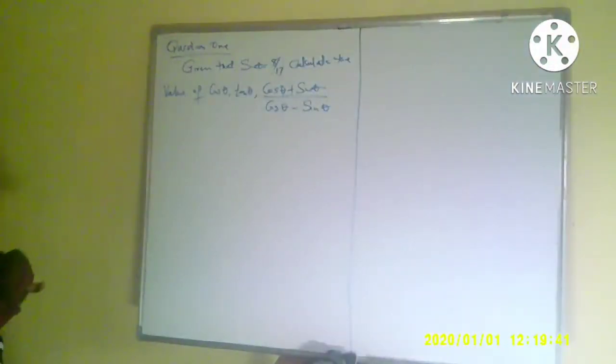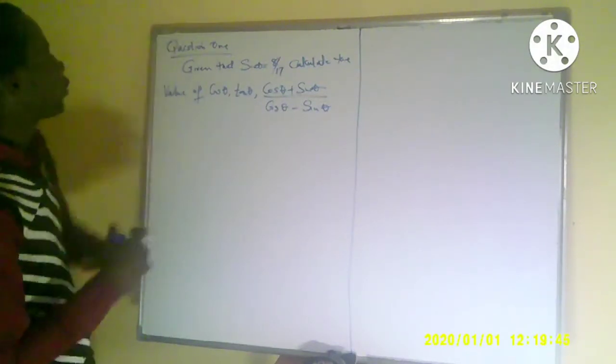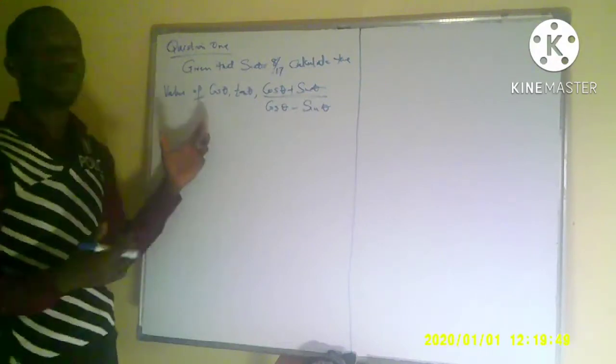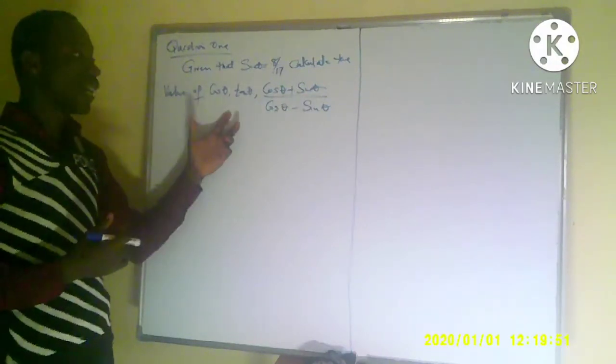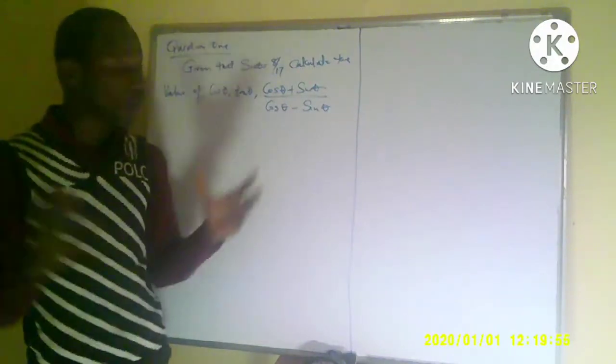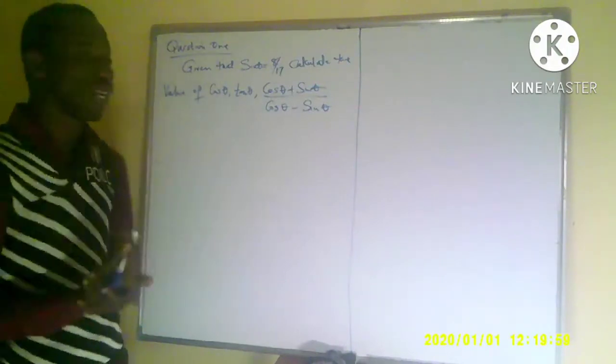Now once again, we are treating a question. Here's a question right before us. Given that sin theta is equal to 8 over 17, calculate the value of cos theta, tan theta, and cos theta plus sin theta over cos theta minus sin theta. Some people like, wow, what kind of mathematics is this? I can't solve this one, tan theta, cos theta here and there.